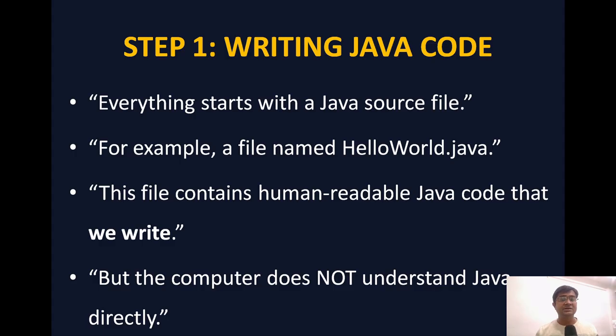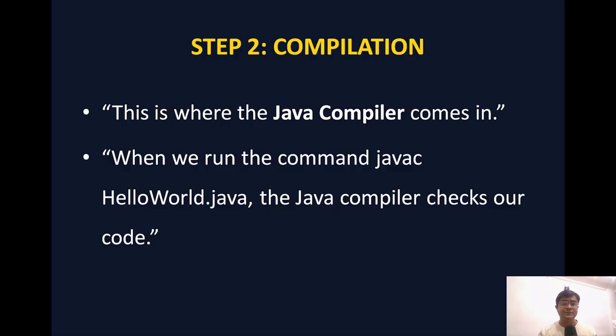Now step one starts here, with writing Java code. Everything starts with a Java source file. For example, if you have a file called hello-world.java, this file contains human readable Java code, whatever Java code we write. But the computer does not understand this Java directly. So step two comes into the picture, the compilation process. This is where the compiler comes in.